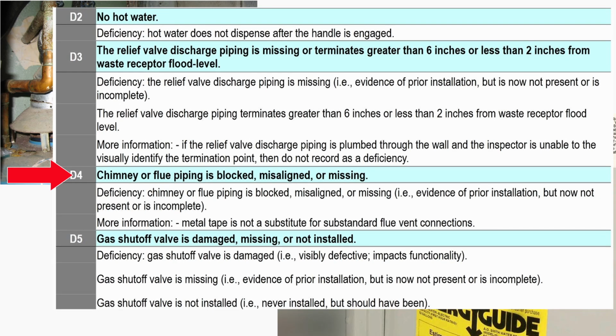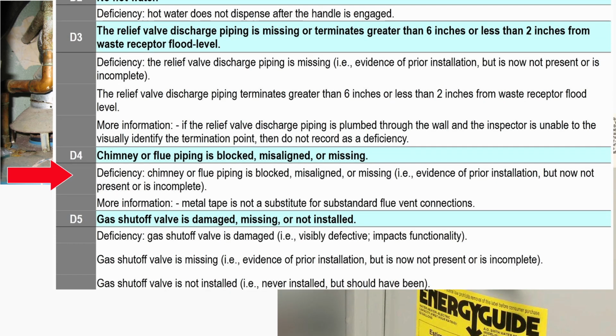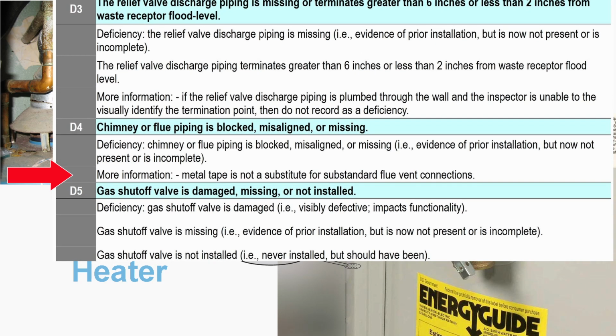Deficiency 4, chimney or flue piping is blocked, misaligned, or missing. Deficiency: chimney or flue piping is blocked, misaligned, or missing, i.e., there's evidence of prior installation, but it's now not present or is incomplete. More information. Metal tape is not a substitute for substandard flue vent connections.